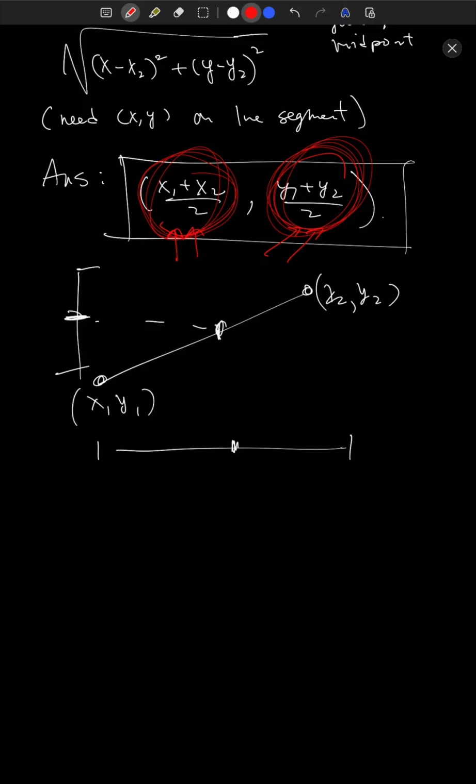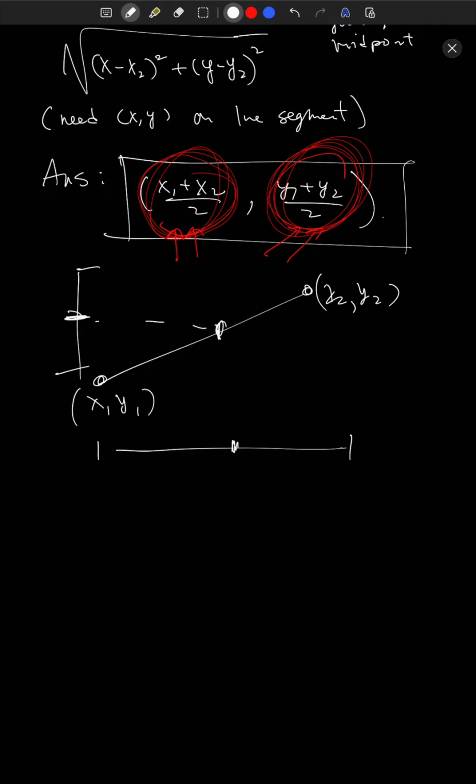All right. And again, these are the averages because when you have two numbers, when you add them and you divide by 2, that's the average of the two numbers, right? So essentially, perhaps the right way to remember this is the midpoint is the average of the x coordinates, comma, the average of the y coordinates. Okay.